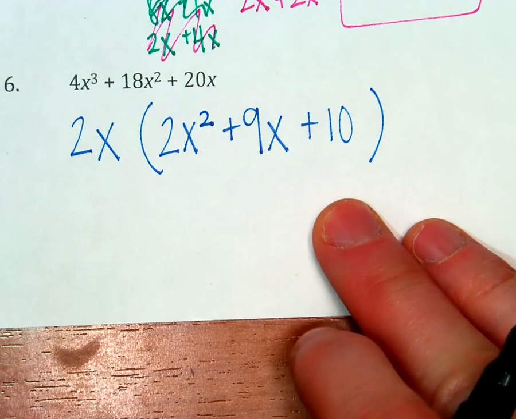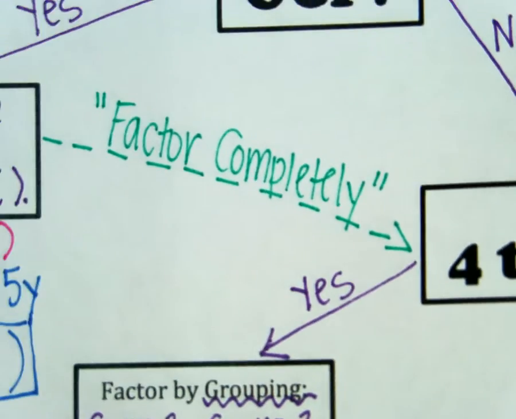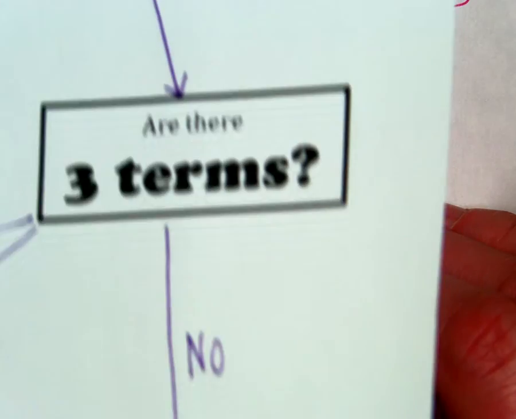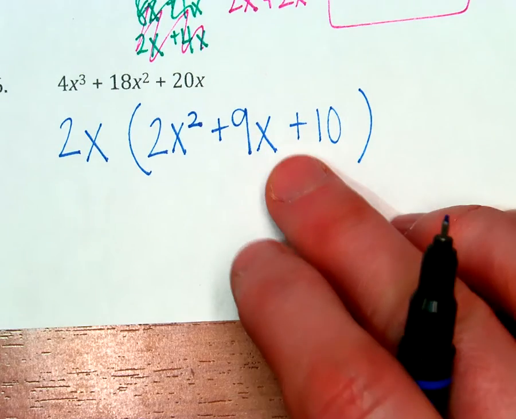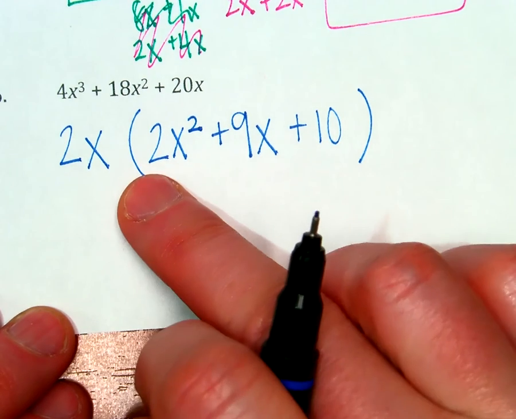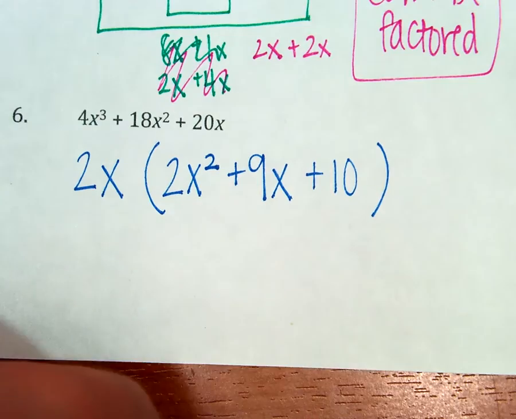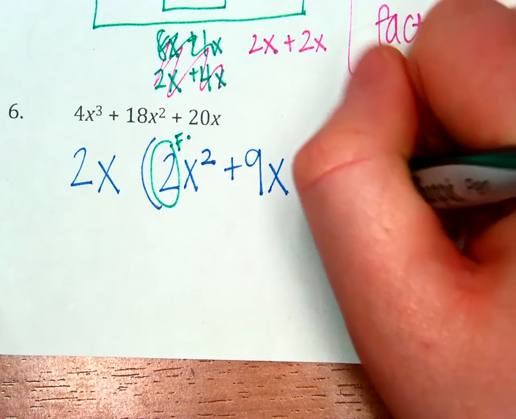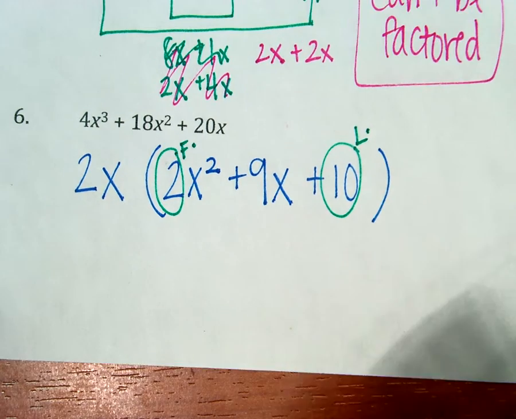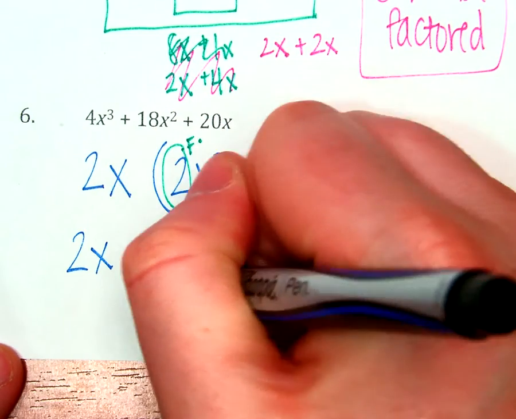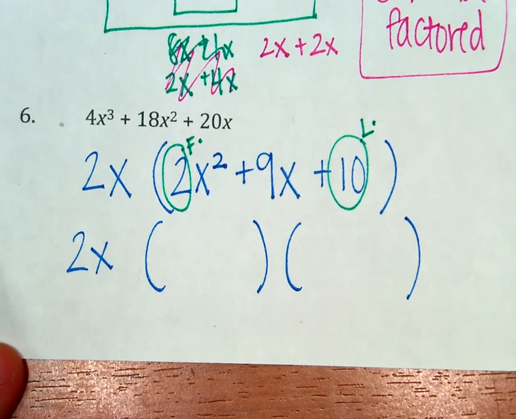So after we factor out a GCF, if you look at your flow chart, then you go that factor completely route. Are there 4 terms? No, there's not 4 terms left. Are there 3 terms? I do have 3 terms here. So with these 3 terms, this is going to be one of the hard ones. So this is where we have to start thinking about our first multiply number and our last multiply number. So I'm going to keep this GCF of 2x just out front. I'm going to get my parentheses set up for this hard trinomial.